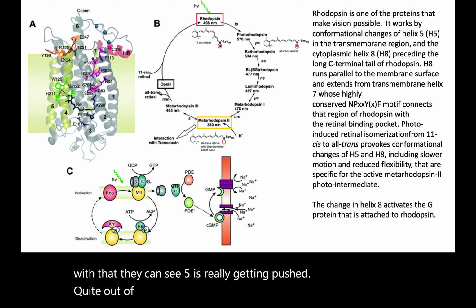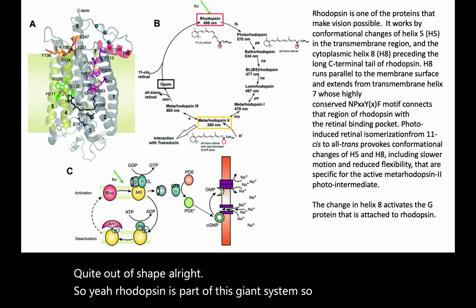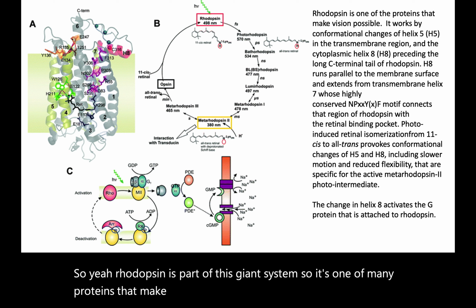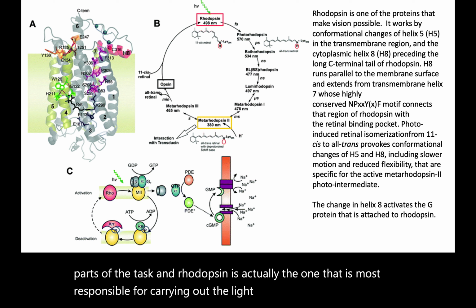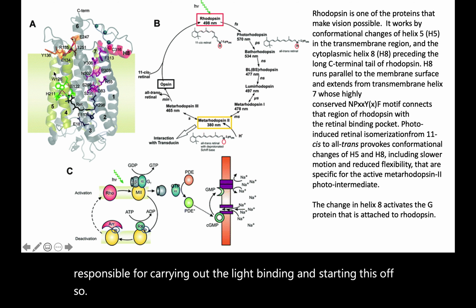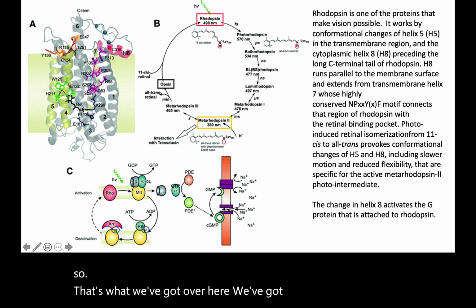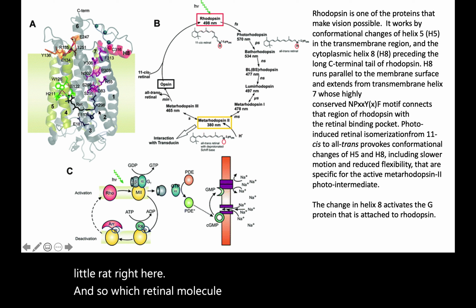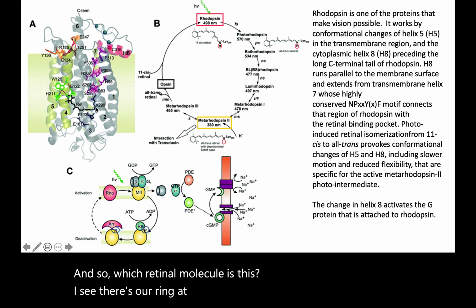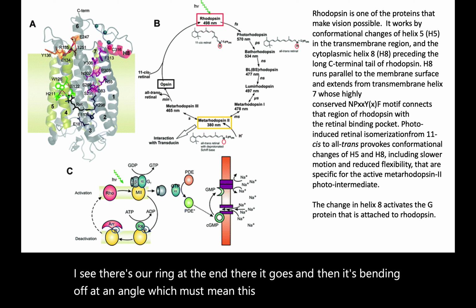All right. So, yeah, rhodopsin is part of this giant system. So it's one of many proteins that make vision possible, but they're all doing different parts of the task. And rhodopsin is actually the one that is most responsible for carrying out the light binding and starting this off. So that's what we've got over here. We've got our retinal. See the little ret right here? And so which retinal molecule is this? I see there's our ring at the end. There it goes. And then it's bending off at an angle, which must mean this is 11 cis retinal, right?